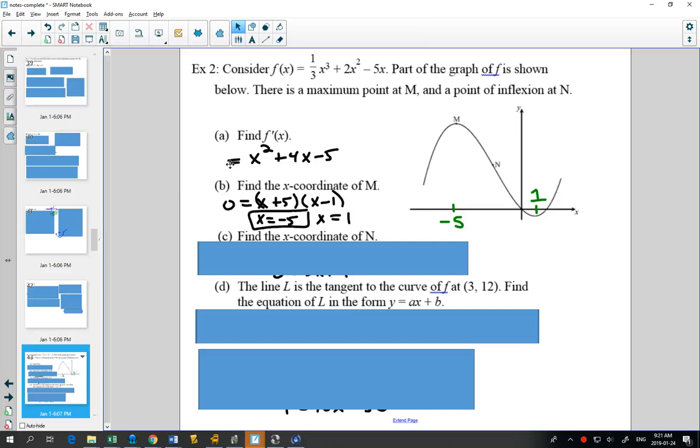Find the x coordinate at N. Well, that's a point of inflection, so we would need to find our second derivative and set it equal to 0, so we find out that N is at -2. The line L is the tangent to the curve of f at 3, 12. Find the equation of the line in the form ax plus b.